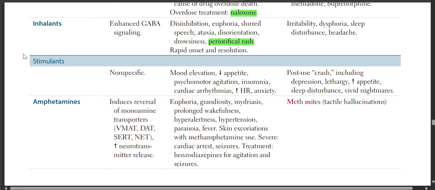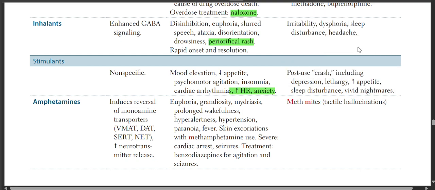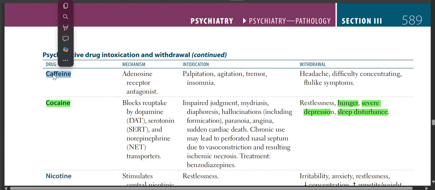Yep. Next, we have the stimulants. Now, for stimulants, think about these effects: tachycardia and anxiety. These are very non-specific symptoms, and you'll see them with probably all the stimulants. And these are the most important ones. Now, we have amphetamines, caffeine, cocaine, and nicotine.